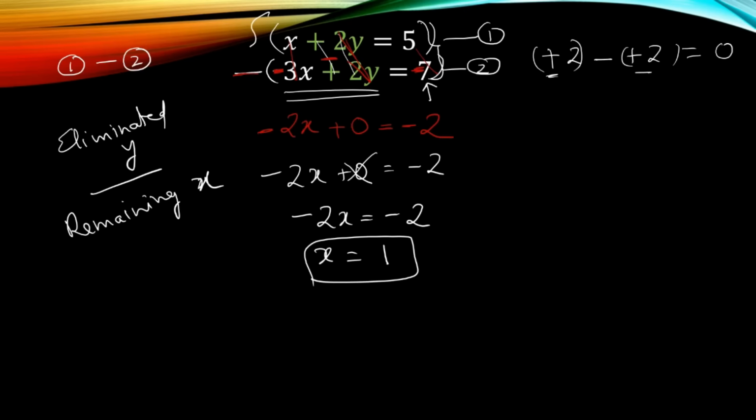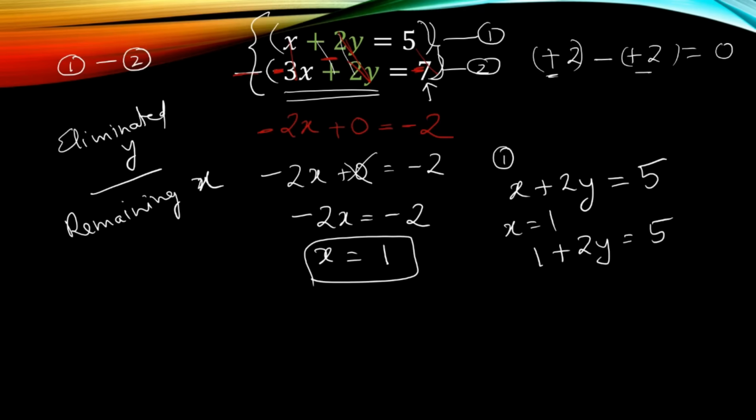Now you go back to the given equations, choose one of them. Probably I will choose this equation because it doesn't have any coefficient with x. So it's simple for me to substitute. So I will choose the first equation. And then I will substitute x is equal to 1 in this equation, which becomes 1 plus 2y equal to 5. Now I can find the value of y very easily, 2y equal to 4, y is equal to 2. So y equal to 2 is the value for y now. x is equal to 1 is the x value. Now we have x is equal to 1 and y equal to 2.